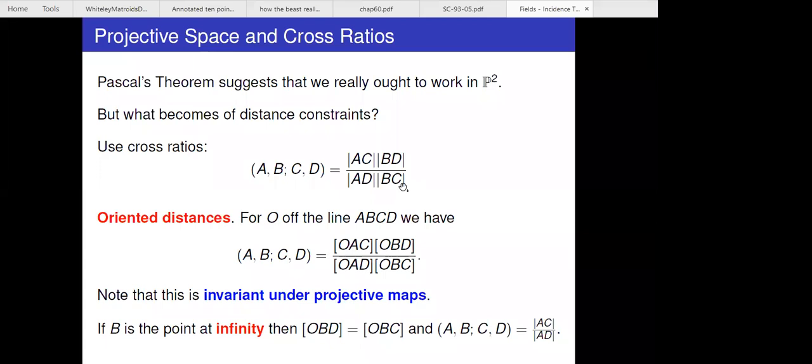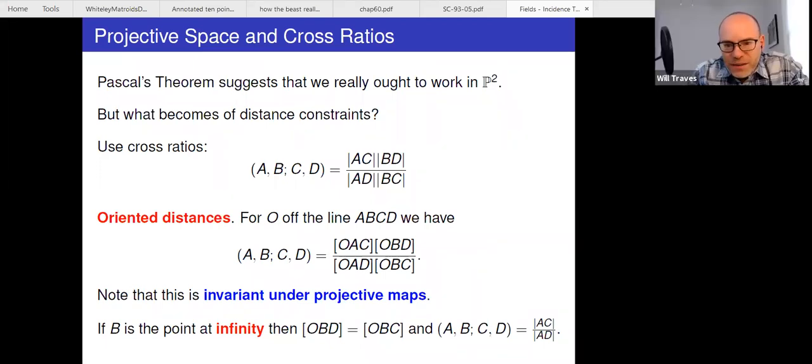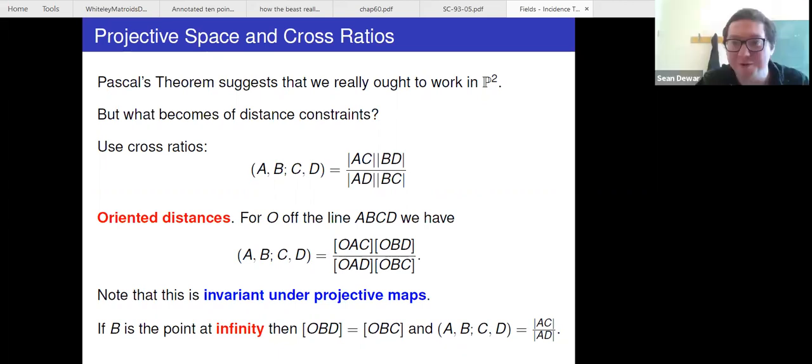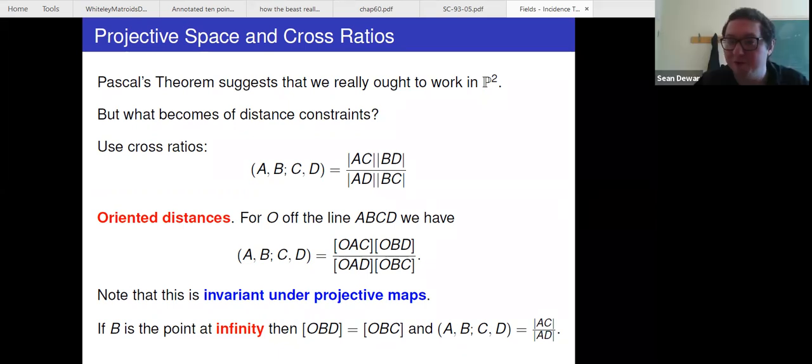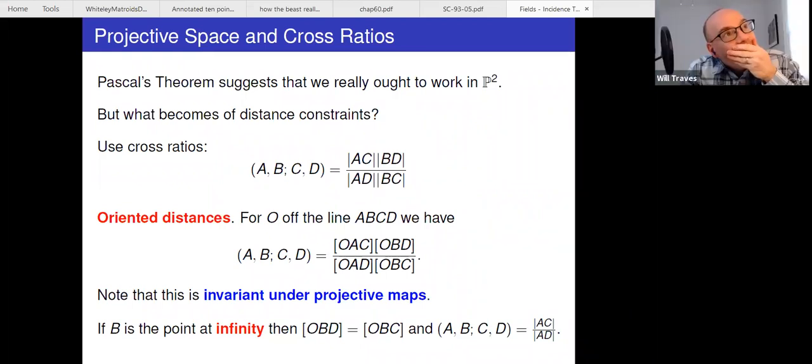So if B is at infinity, we use this other cross ratio, AC over AD. That's right. What happens if, say, A or C or D is at infinity? That's a good question. I think you just get other terms that cancel. If C is infinity, this term and this term cancel, and you get BD over AD.